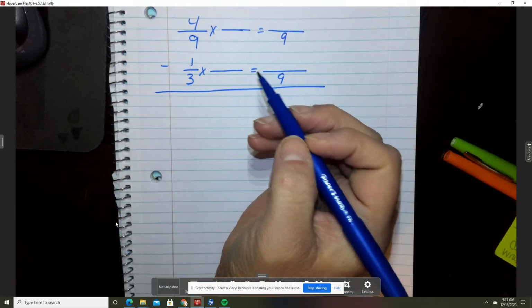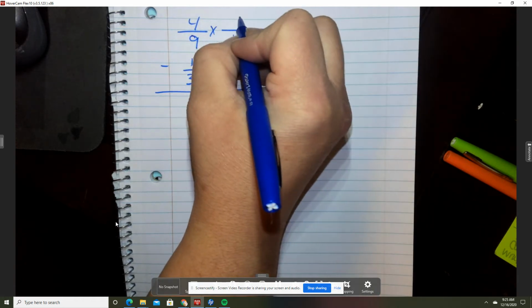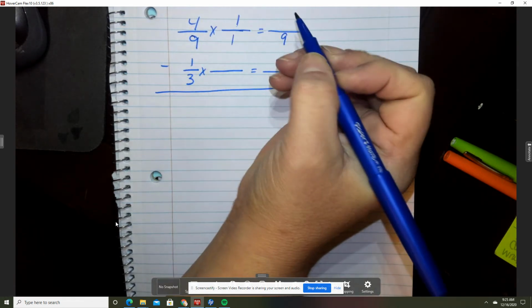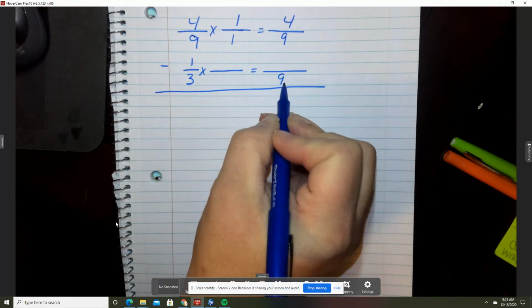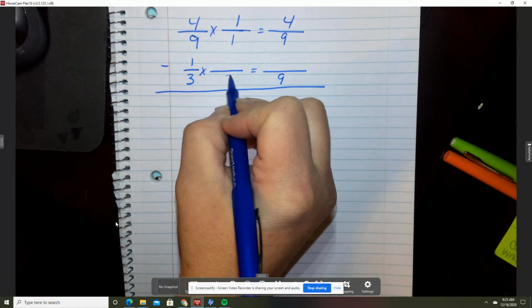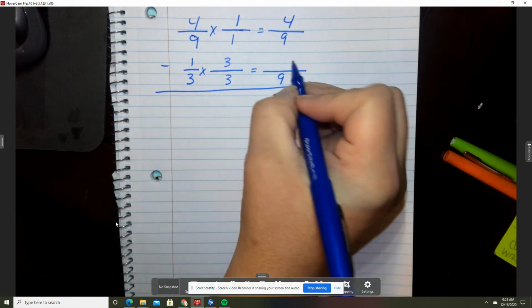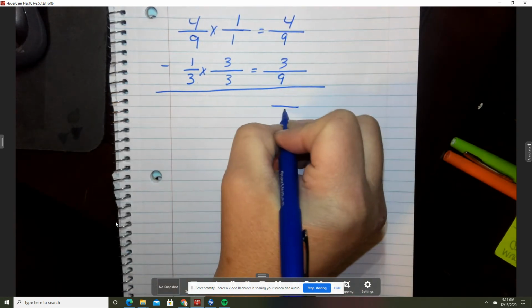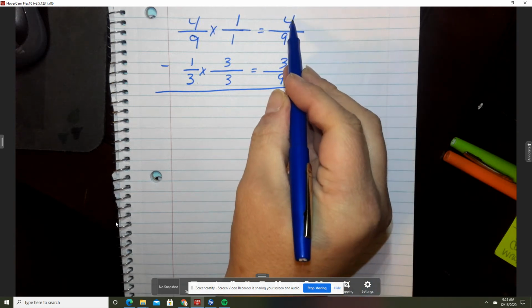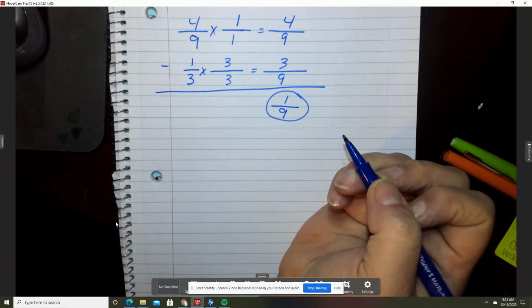What did I do to 9 to get to 9? Well, you multiplied it by 1. And what you do to the bottom, you got to do to the top. 4 times 1 is 4. What did I do to 3 to get to 9? You multiply by 3. What you do to the bottom, you have to do to the top. So 1 times 3 is 3. We are subtracting. So our denominator is 9, but then I subtract 4 minus 3, which will be 1. All right.